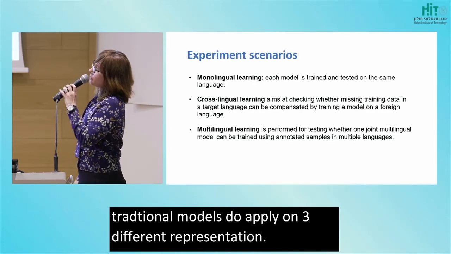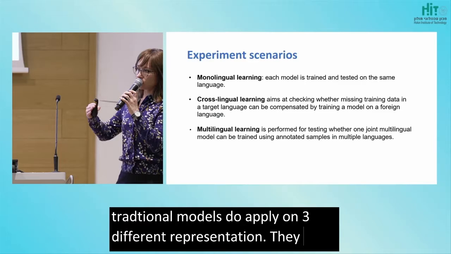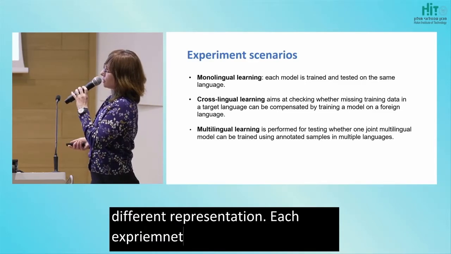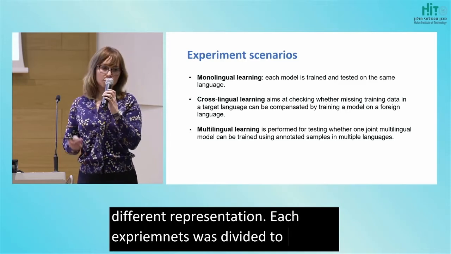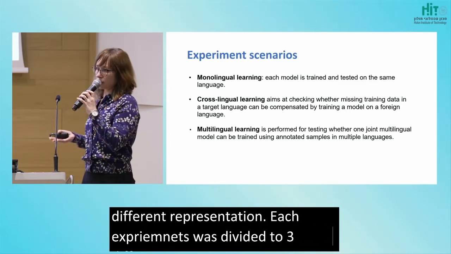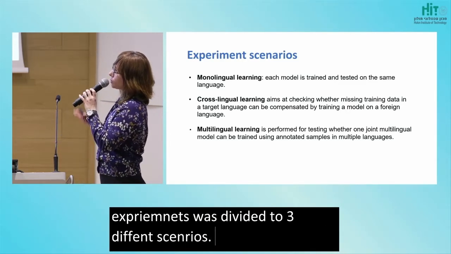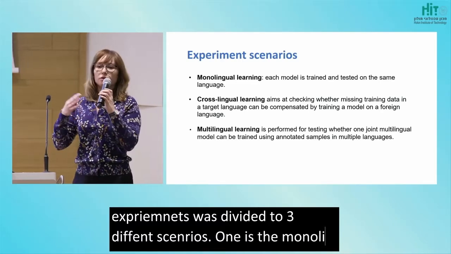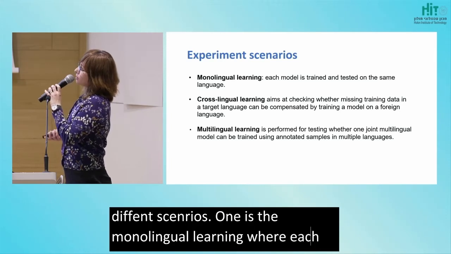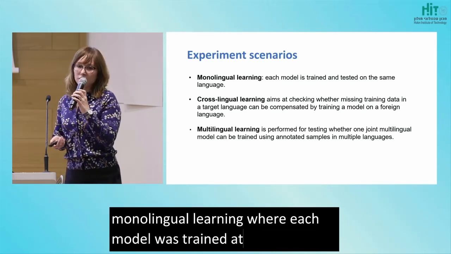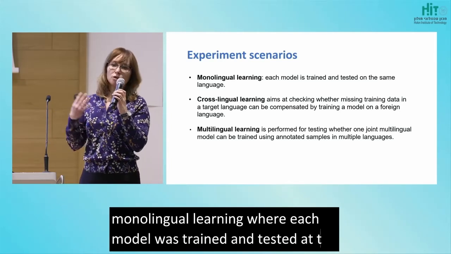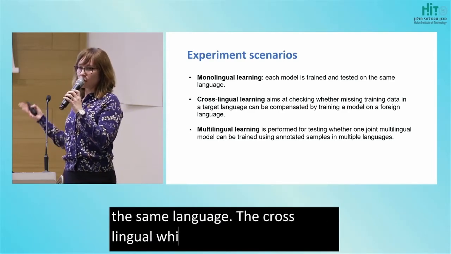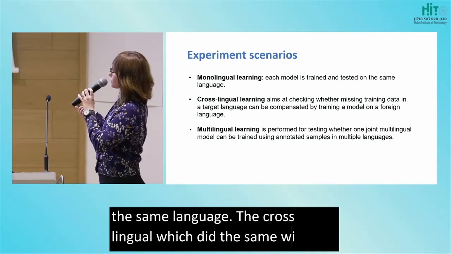And our experiments, we separated into three different scenarios. Monolingual learning, where each model was trained and tested on the same language. Cross-lingual learning, where we trained a model on one language and tested on another. And the multilingual learning, where we try to train a joint multilingual model, which then was tested on one of the Semitic languages.